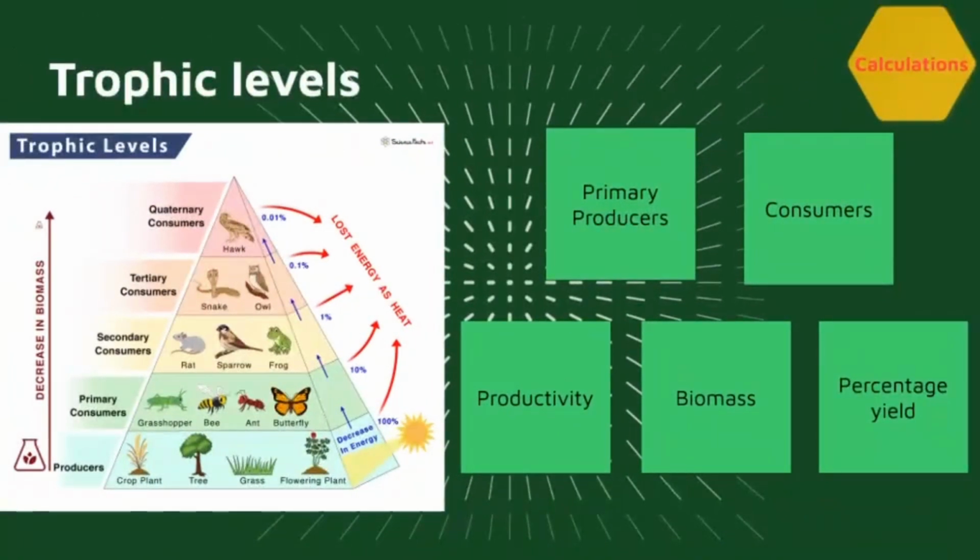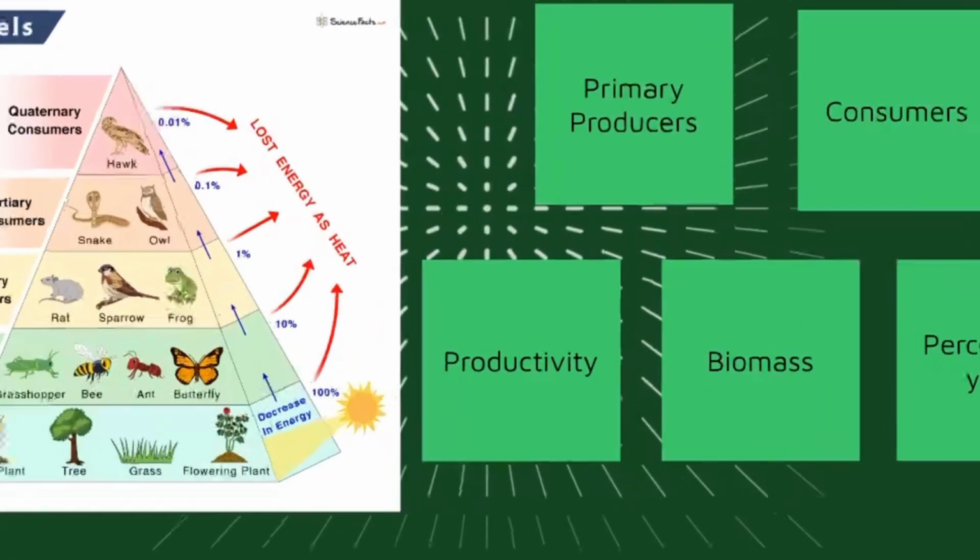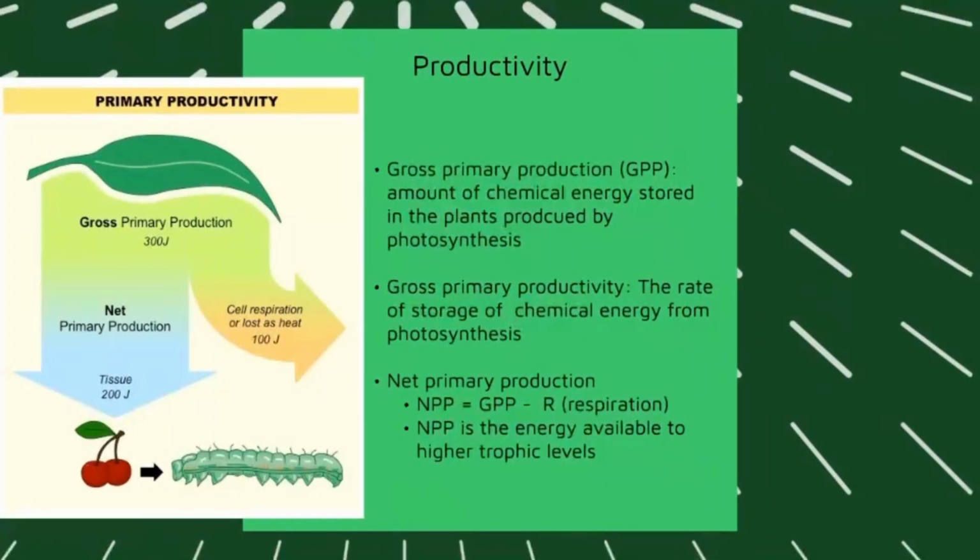So the next thing I want to talk about is more about the energy transfer through ecosystems. So we're going to be talking about productivity. As we already spoke about, during photosynthesis, products are made, and some of those are used for respiration in the plant.